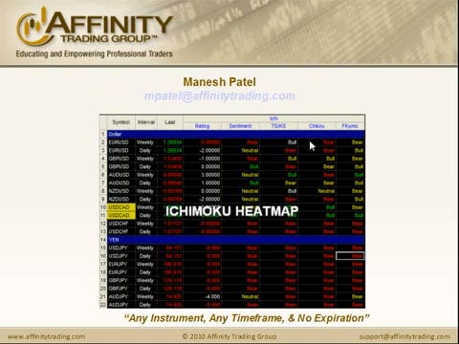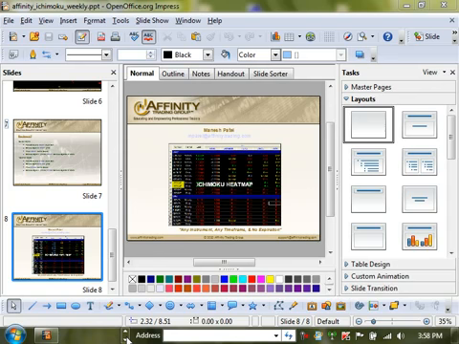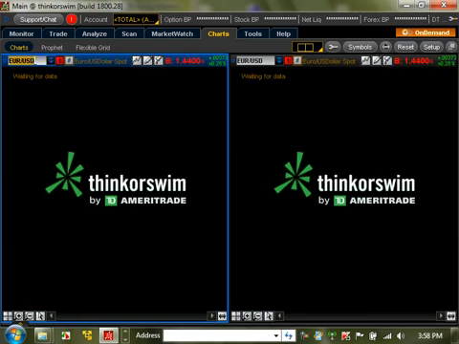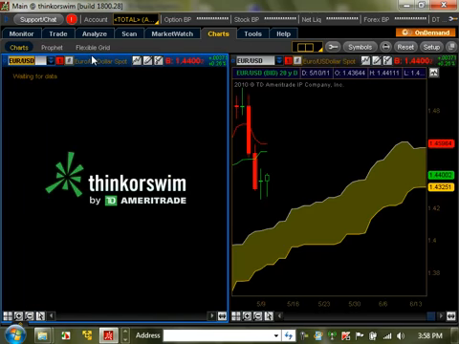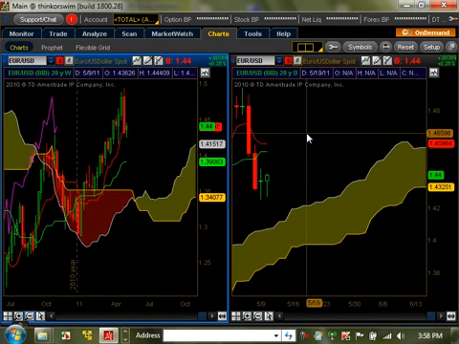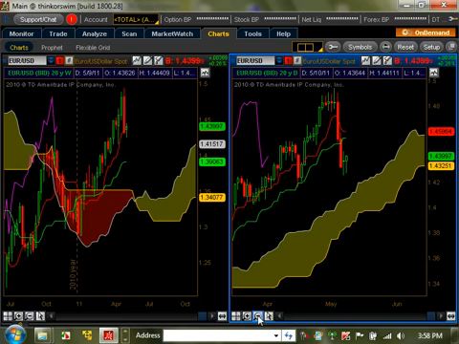So now we've got a lot to cover, so let's jump straight into currencies and start looking at all the major pairs out there. If you look at the left-hand side of my screen, this is the weekly time frame, and the right-hand side is the daily time frame.